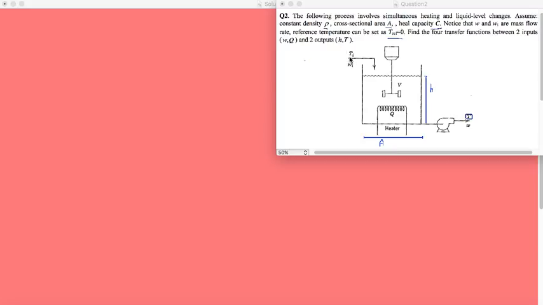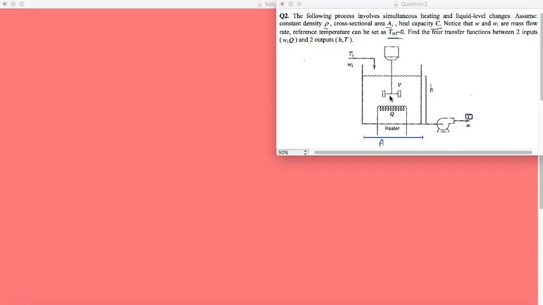So the flow, liquid or water, comes inside the system with the temperature of Ti and mass flow rate of omega I, and leaves the system with temperature of T and mass flow rate of omega. We have a heater in the system which releases energy of Q to the water inside the tank, and we have a pump which has effects on the elevation of water inside the tank.